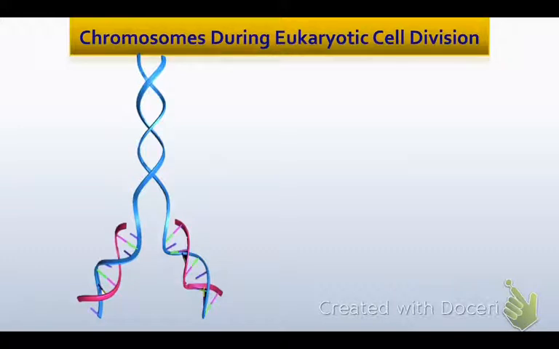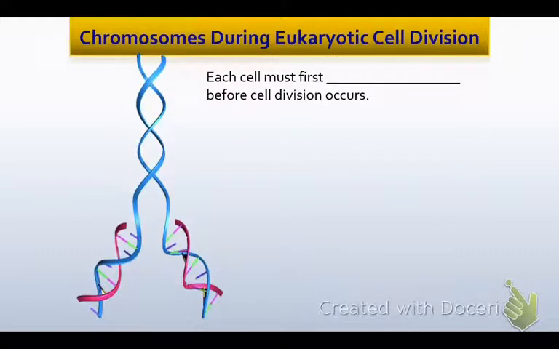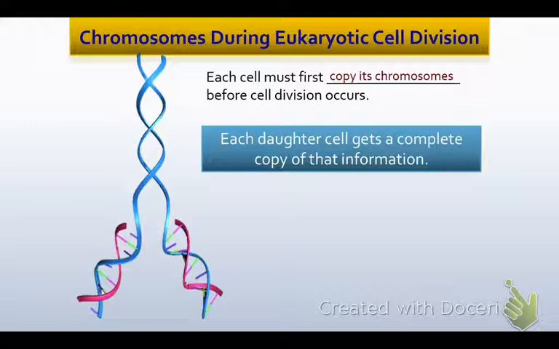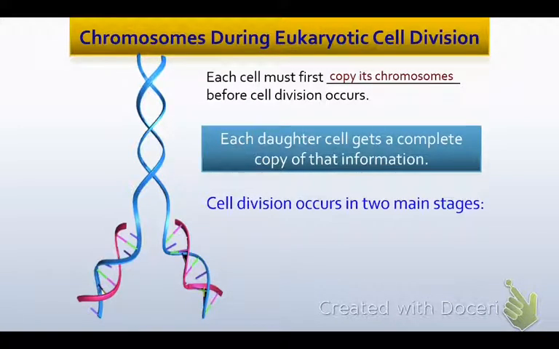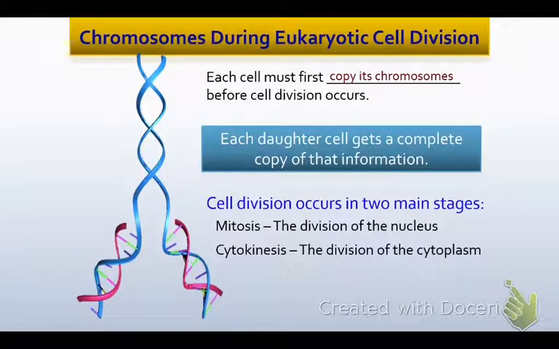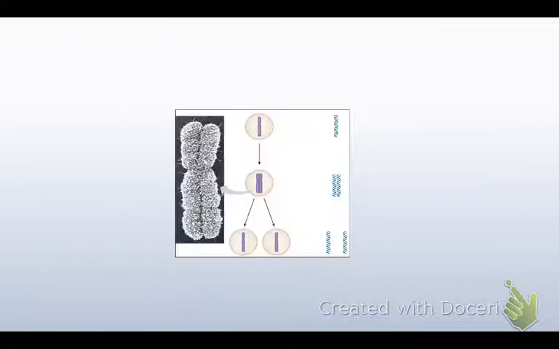So during eukaryotic cell division, the chromosomes have very specific roles. Each cell must first copy its chromosomes before cell division occurs. That way, each daughter cell gets a complete copy of that information. And really, cell division occurs in 2 main stages: mitosis, which is the division of the nucleus, and cytokinesis, which is the division of the cytoplasm.